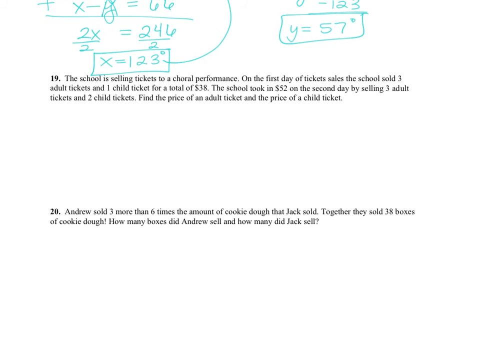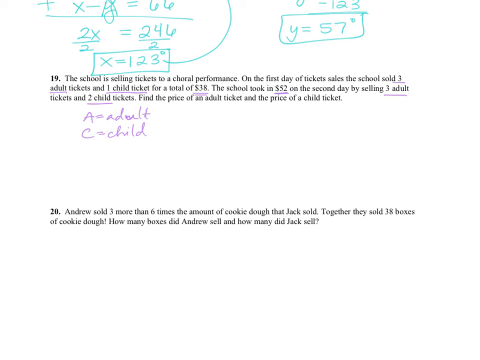All right, 19. It says the school is selling tickets to a choral performance. On the first day of ticket sales, the school sold 3 adult tickets and 1 child ticket for a total of $38. The school took in $52 on the second day by selling 3 adult tickets and 2 child tickets. Find the price of an adult ticket and the price of a child ticket. So I would say A is adult, and C is child. Okay, that's how I'm going to define my variables.